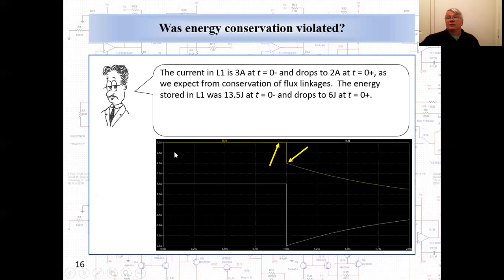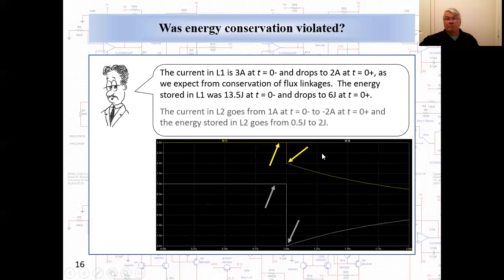And here are the results for the currents in the two inductors. The first trace here you see is L1. It's 3 amps at t equals 0 minus, and it drops to 2 amps at t equals 0 plus, which is what conservation of flux linkages told us would happen. The energy that was stored in L1 was 13.5 joules at t equals 0 minus, and it drops to 6 joules at t equals 0 plus.